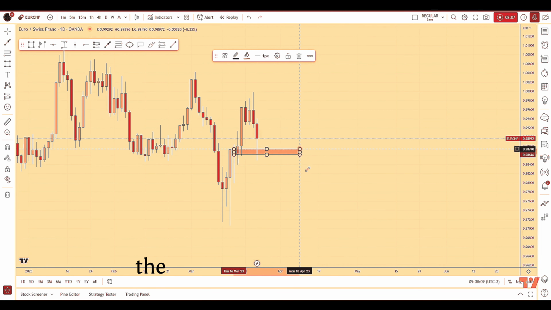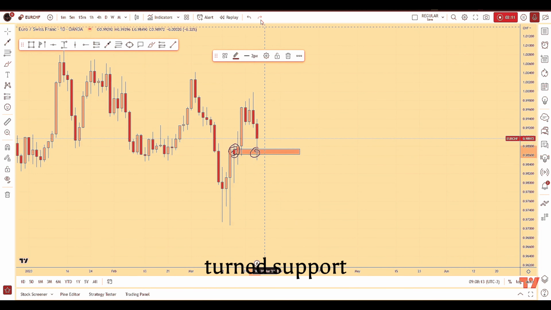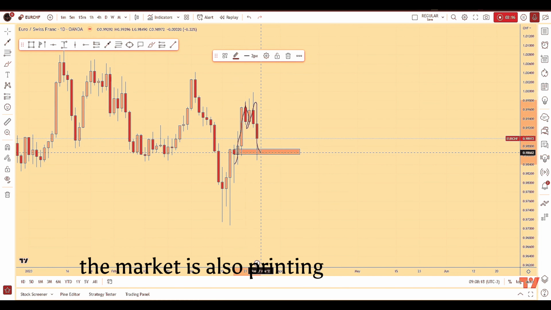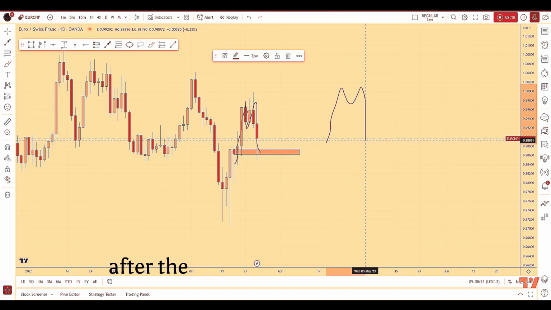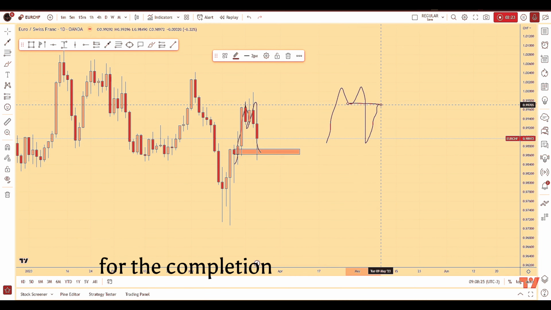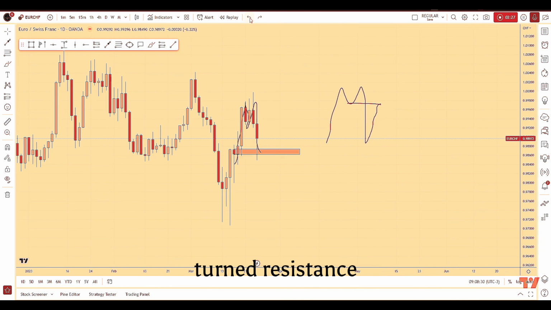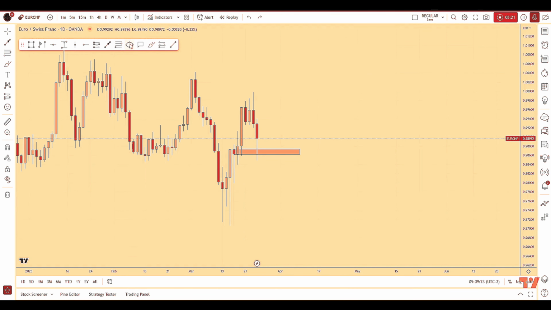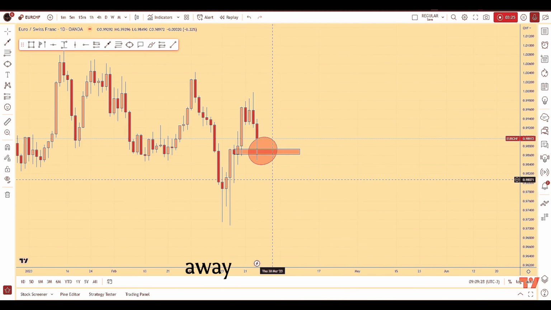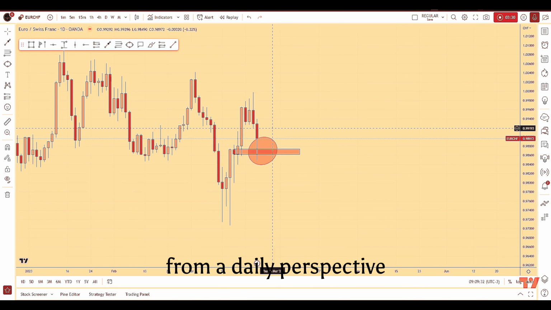So here on the daily, the market is currently testing previous daily resistance turned support. We can also notice how in creating this move to the downside, the market is also printing an M pattern, and in general, after the creation of an M pattern, what you could expect is a potential rejection to the upside for the completion of the M pattern at the neckline, which is the previous support turned resistance, so getting weaker. This means that there is definitely the possibility for a potential rejection to the upside away from this area and for a potential completion of this M pattern here from a daily perspective.